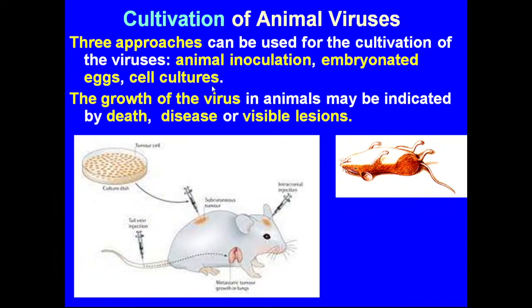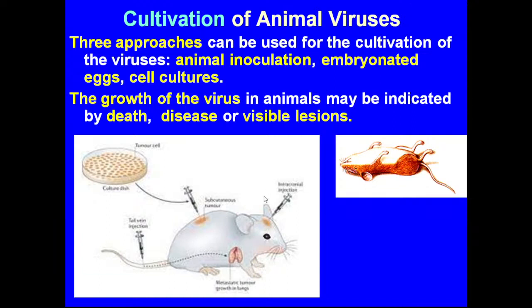The first one, of course, is the growth of the viruses in animals and the different ways of animal inoculation. You can see here, right? Subcutaneous, intraperitoneal, inoculation into the bloodstream, intramuscular, or other ways. But then how may we tell whether the virus is multiplying in the animal or not?